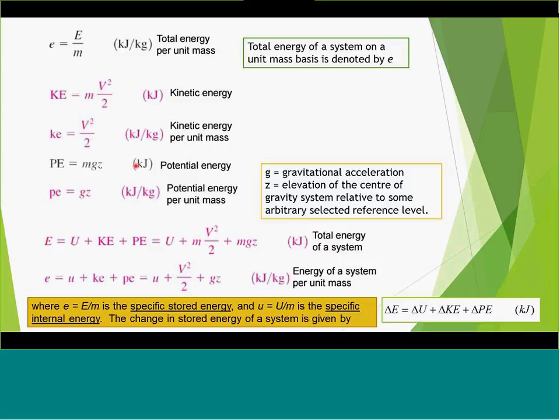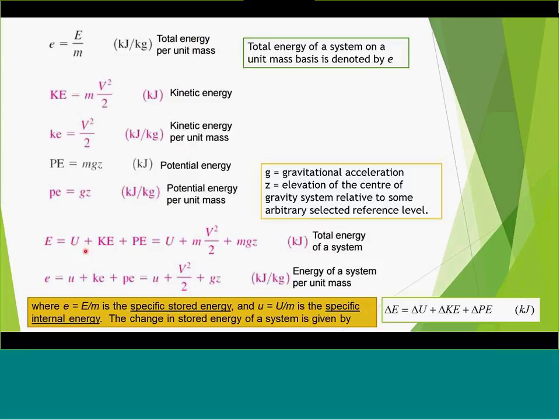It goes on with the potential energy, where we consider the gravitational acceleration and the elevation of the center of gravity of the system, depending on the reference level that we have. Lowercase e is actually the specific stored energy. Certain books calculate on the specific stored energy, but it depends on whether it is per unit mass or the total. Sometimes we just consider the mass as a constant value.